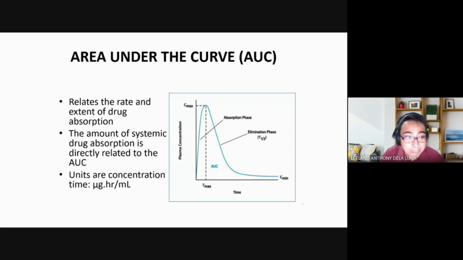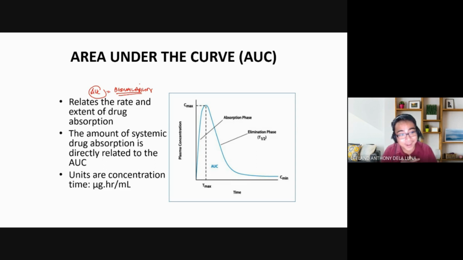So, basically, class, for us to compute bioavailability, you need AUC. Kumbaga, ginagamit natin ang AUC to determine bioavailability. And as we proceed with the lessons, you'll figure out that when we compute bioequivalence, you also need AUC because it's a parameter used to assess bioavailability. It measures the amount of systemic drug absorption from zero to infinite time, so it directly relates to AUC. And the units that we use here, class, is microgram hour per ml.